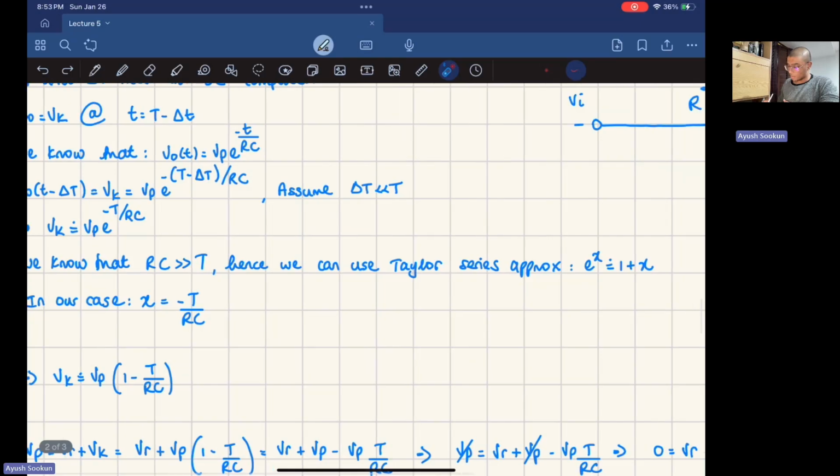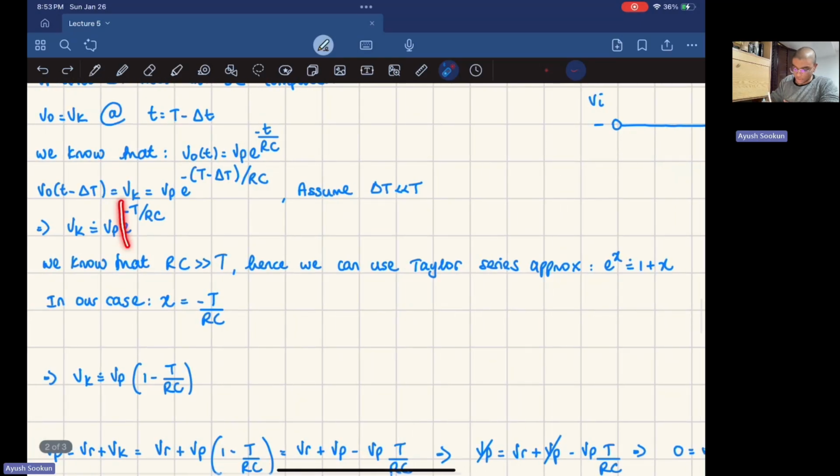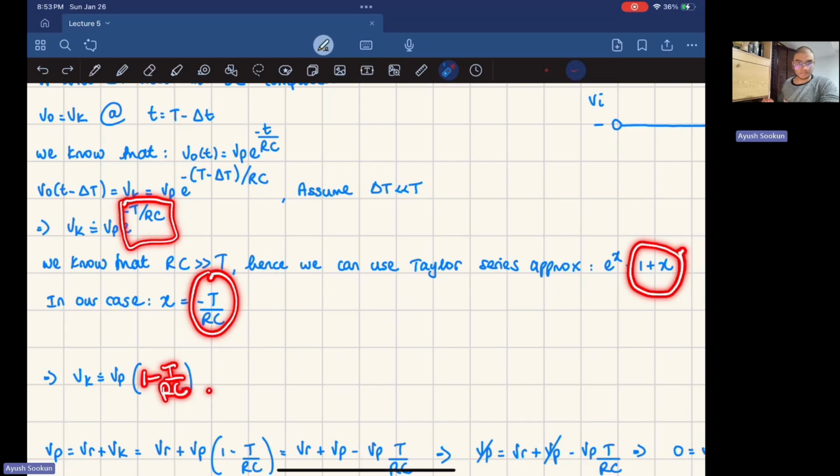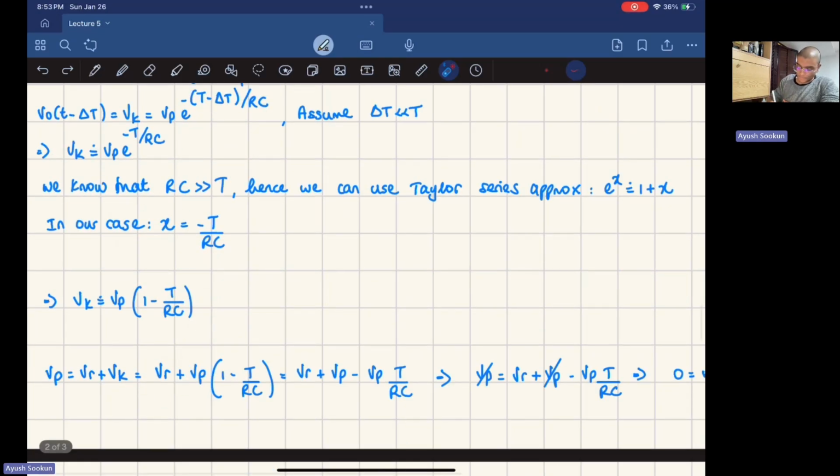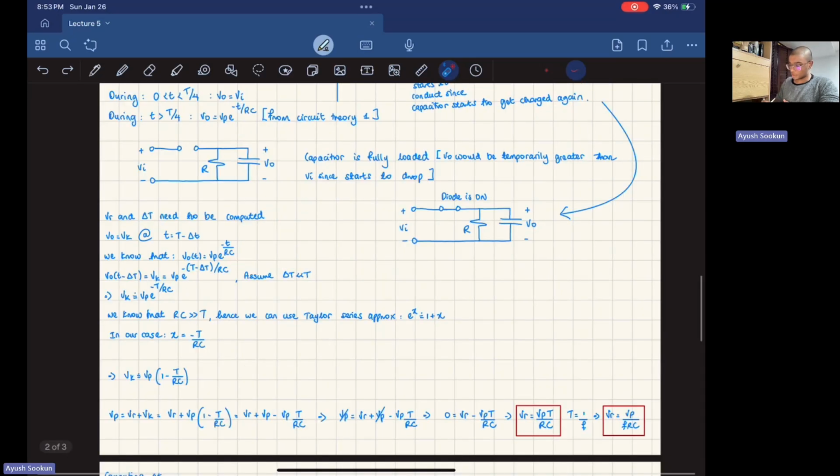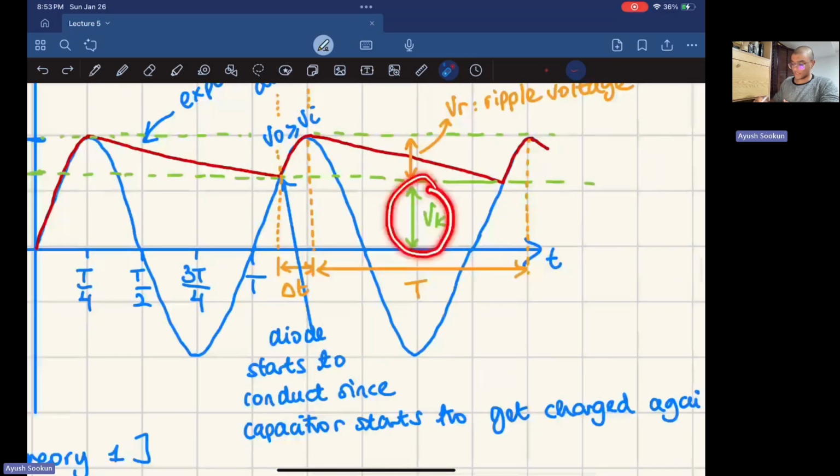All right? So now the only thing that's left is that this exponential, instead of writing it as e to the minus t over RC, I'm going to approximate it. I'm going to write it as 1 plus x, where x is this thing. So I'm going to have 1 minus t over RC. So my equation is finally this, my equation for Vk. And let me just remind you that Vk is the voltage right here, okay?